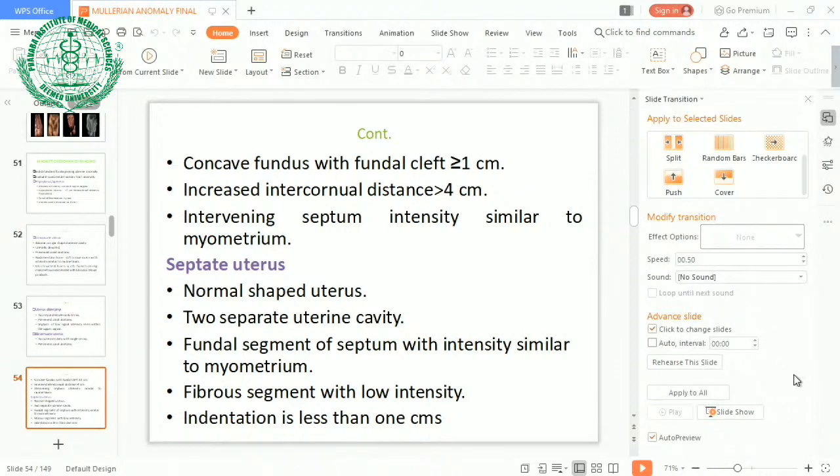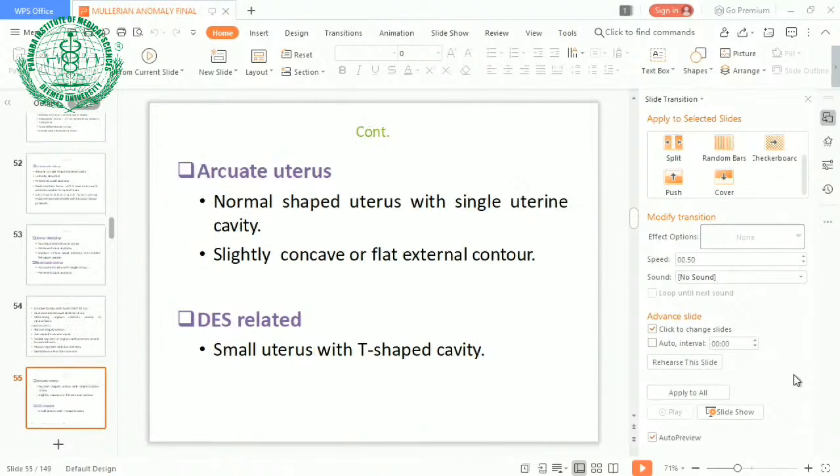Septate uterus: normal shaped uterus, two separate uterine cavities, fundal segment of the septum with intensity similar to myometrium, fibrous segment with low intensity, and indentation is less than 1 cm. Arcuate uterus: normal shaped uterus with a single uterine cavity, slightly concave or flat external contour. Deshpande: small uterus with T-shaped cavity.